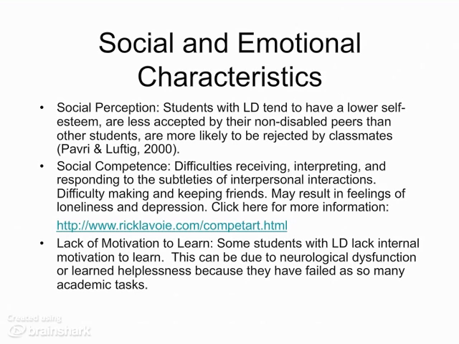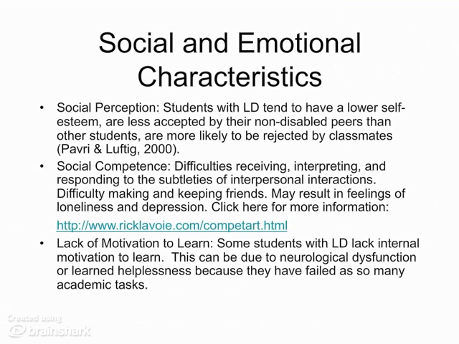Some students with LD have social and emotional difficulties. Some students struggle with social perception. This means students with LD may have lower self-esteem and are less accepted by their non-disabled peers than other students, and might be more likely to be rejected by their classmates. Some students struggle with social competence, and this means difficulties receiving, interpreting, and responding to the subtleties of interpersonal interactions. Difficulties making and keeping friends could be a problem, and this may result in feelings of loneliness and depression. There's a link provided here for more information on social competence in students with LD.